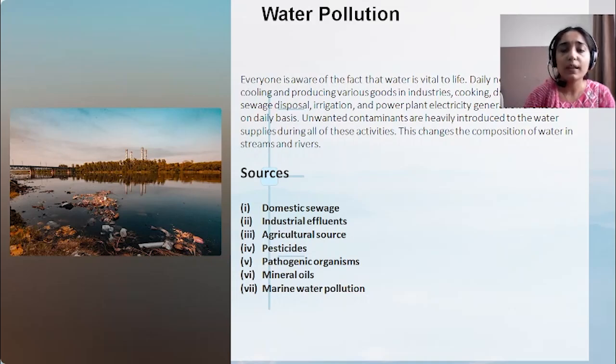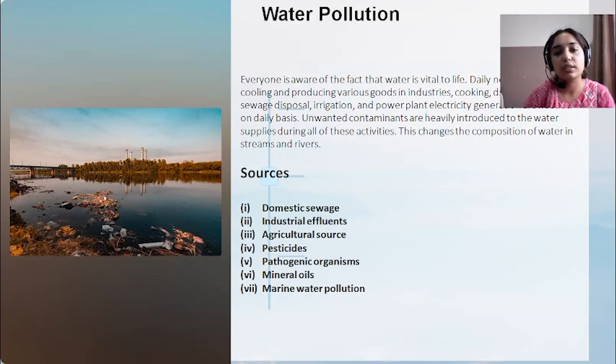Unwanted contaminants, when disposed of into water bodies, may lead to water pollution, like unwanted chemicals, unwanted activities like bathing and cleaning of clothes directly in the water bodies, and oil spills. All may lead to water pollution.